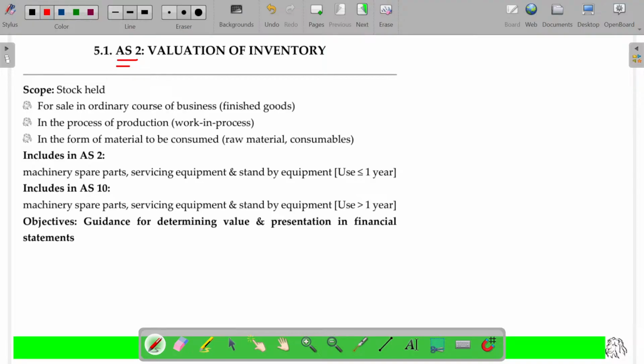Under accounting standard number 2, we are going to understand the valuation of inventory. How can we measure its true value?